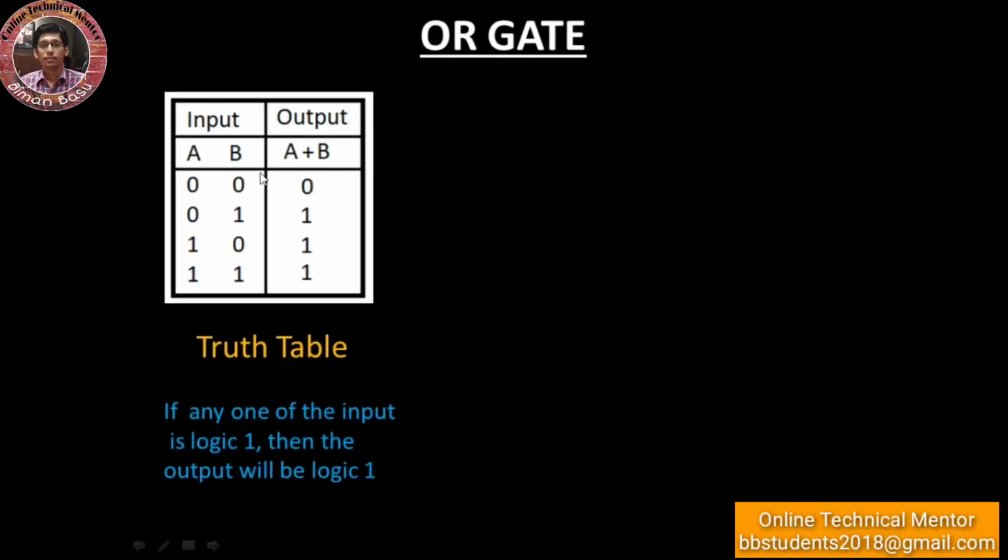Look, for the first combination of input, both are 0, so you are getting 0. But in the rest of the cases, either A or B or both A and B are logic 1, so you are getting 1 in the output. So if any one of the input becomes 1, you will get 1 in the output. And in the output I have written A or B, where OR is represented as a plus sign.